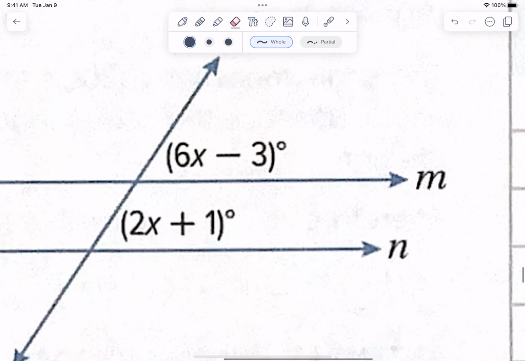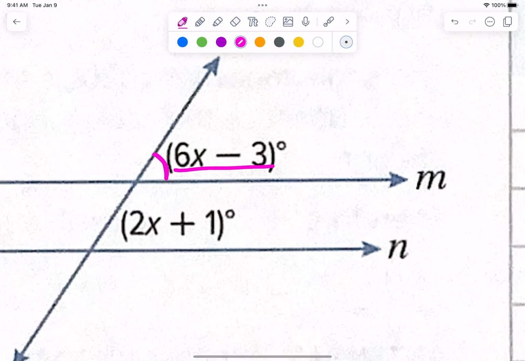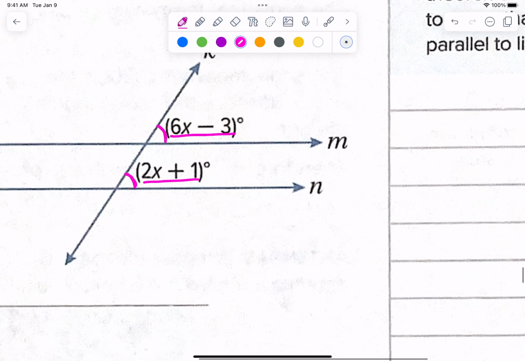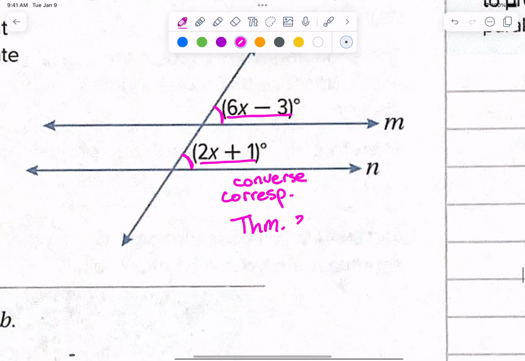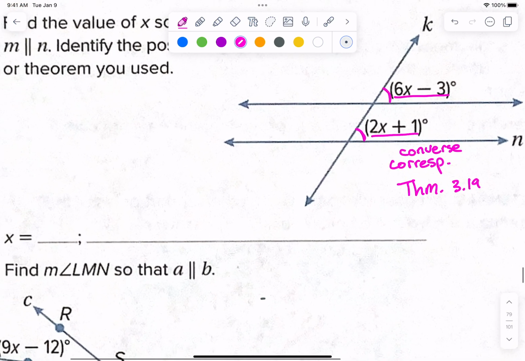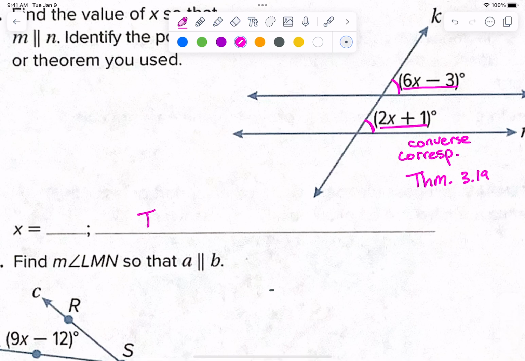All right, next, let's do A on this check one. So here we are. Do you see what this is pointing to? 6x minus 3 is this little bitty angle right here. And 2x plus 1 is this little bitty angle right here. What are those in relationship to each other? They're corresponding, okay? So we're going to use the converse of corresponding. Which one is that? Theorem 319. Okay, theorem 319 to find out what x is. So theorem 319 tells me that's true.